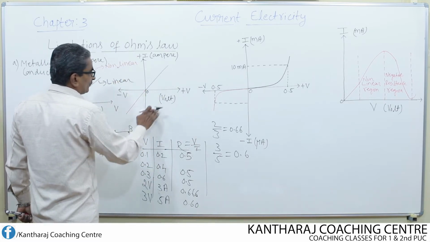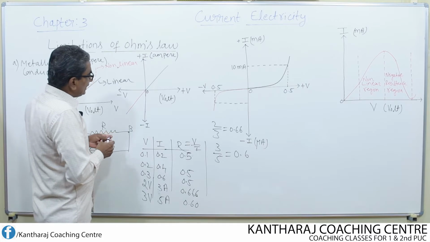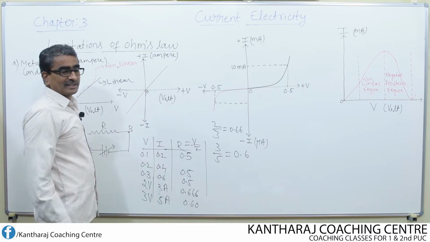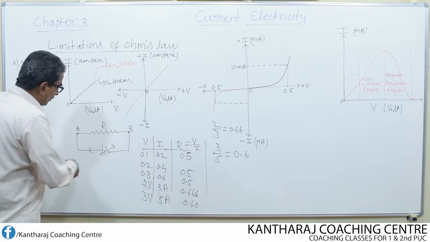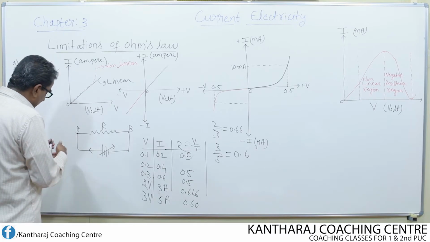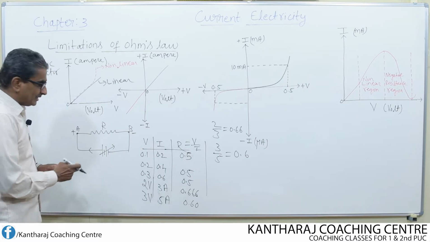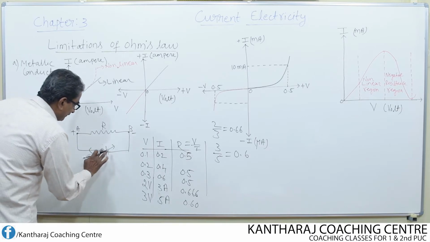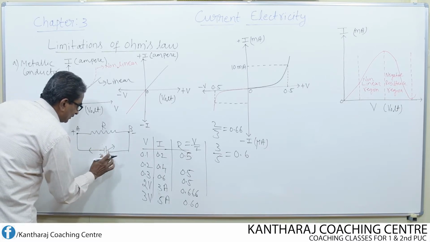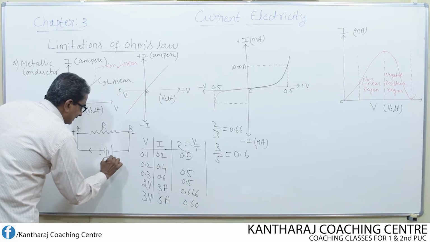And what about this graph? See, even if you reverse the current, if you reverse the potential, how to reverse the potential now? According to this figure, A is given positive potential, B is given negative potential. Now I change the polarity. I connect this one to negative, whereas this one to positive.